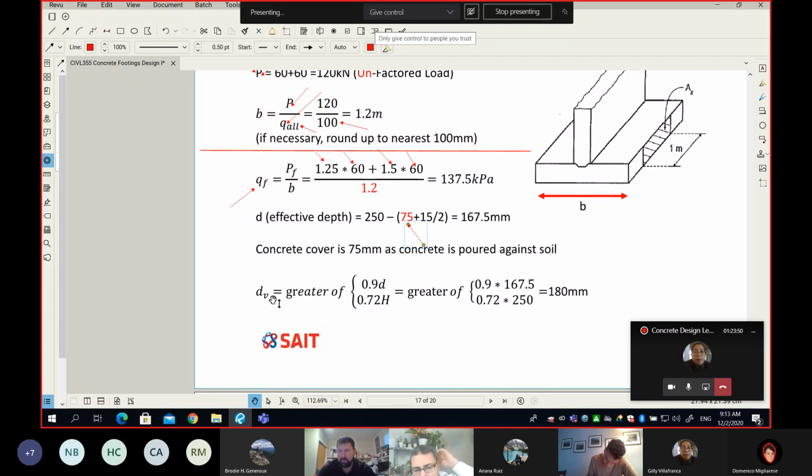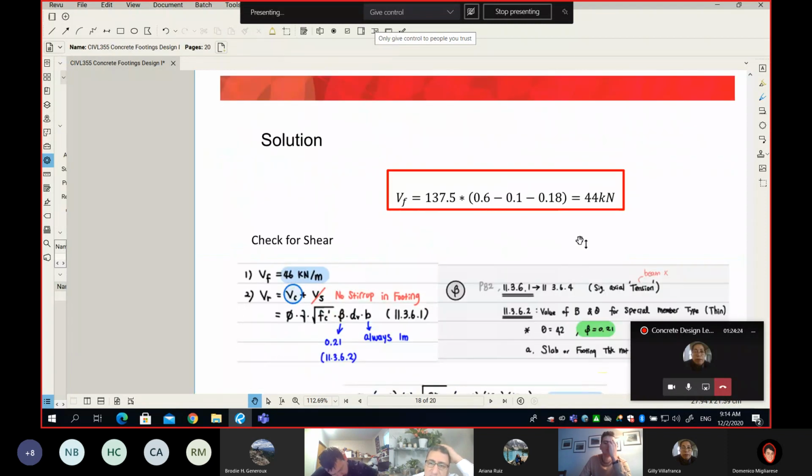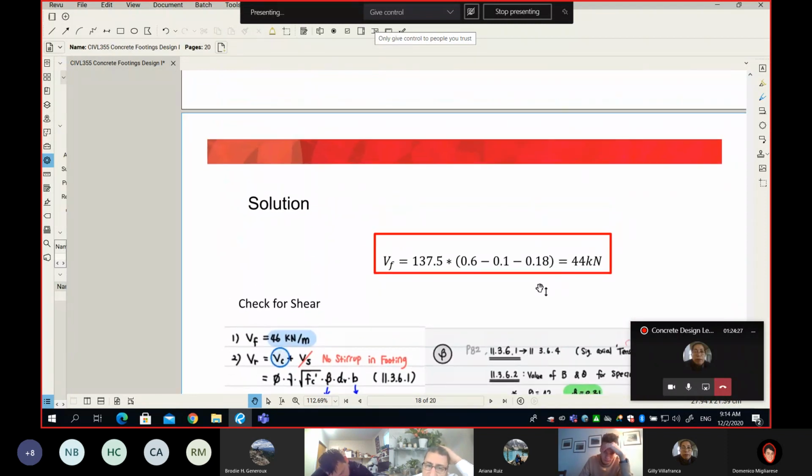Can anybody remind me what is the name of d sub v? That is the effective shear depth. Thank you so much, Jelly. That's true. The effective shear depth is simply the greater of two numbers: 90% of the d that we just got a minute ago, or 70% of the h. So you can see here, I did the math, and finally d sub v is equal to 180 millimeters.